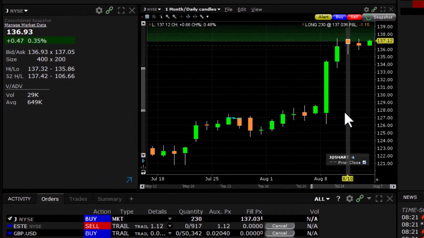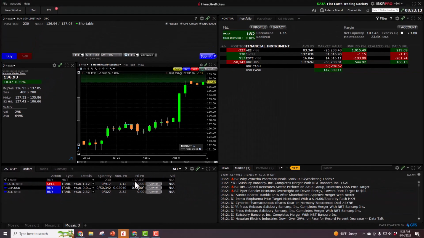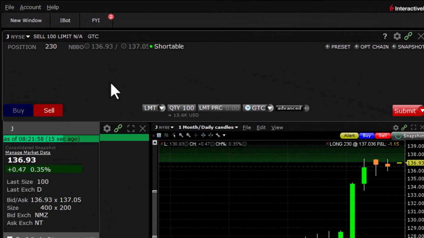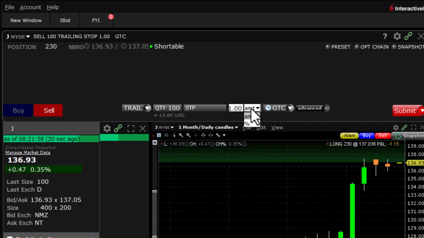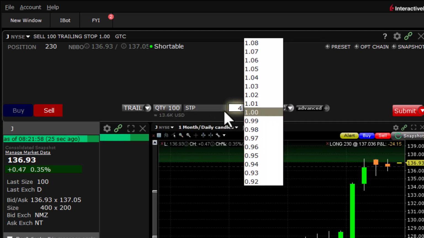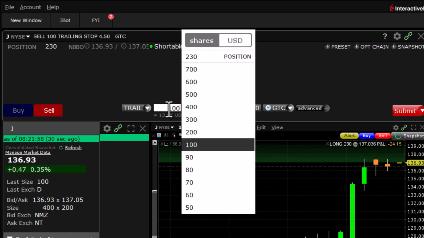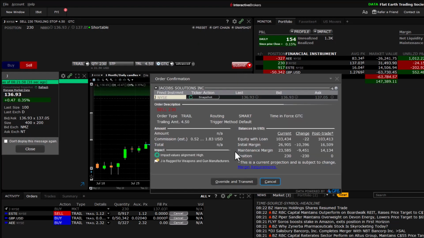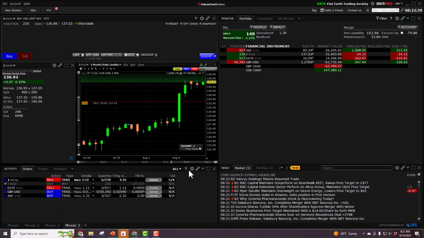Let's see where our fill price was. 137.03. So we'll adjust everything by a penny here in a second, but let's go ahead while we're here and put in our stop. So we're going to put in our trailing stop, and our trailing stop is going to be for an amount of $4.50. Make sure that's good till canceled. 230 shares, trail 450. And you know what? We're getting a lot quicker at this. That is done. So this is the trade. We have the trade in.